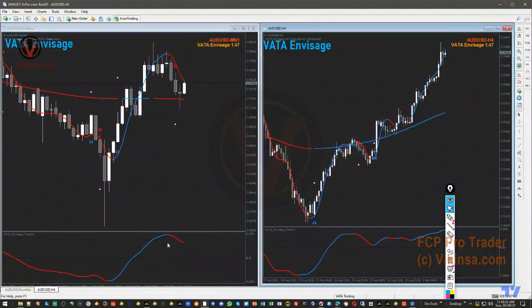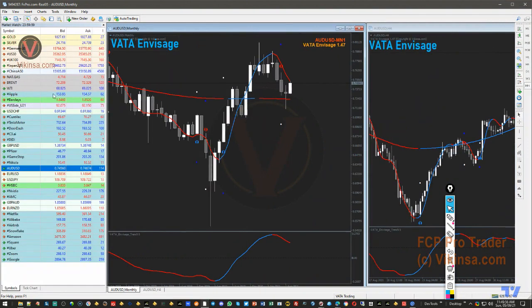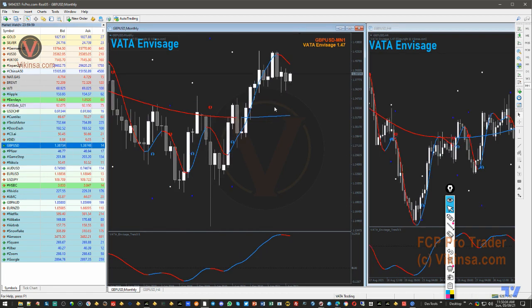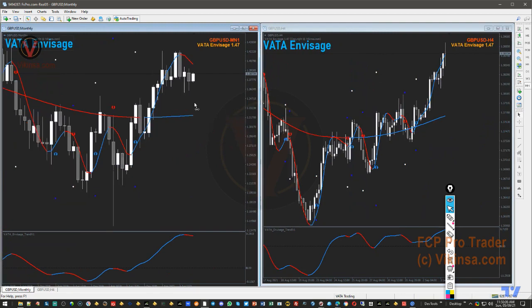So let's go and look at it on What I Envisage now. On What I Envisage, let's find the GBPUSD. Where is it? Okay, yeah, that's the one. And we go here and we look at the monthly time frame.